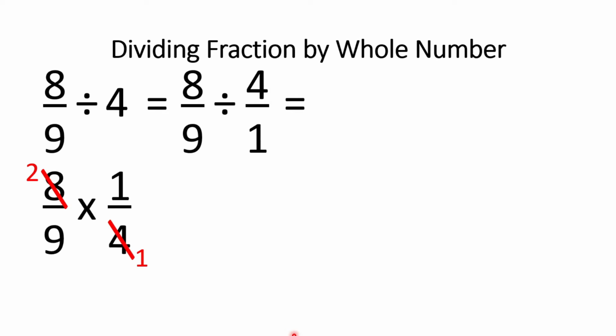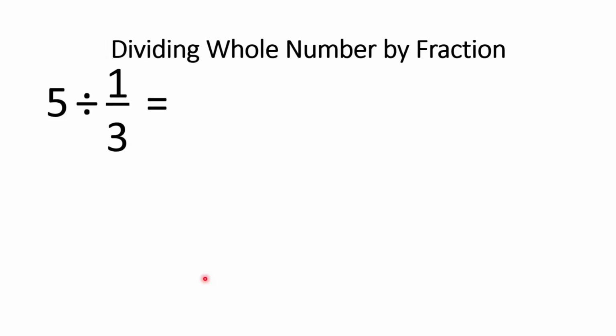Since wala na tayong makakancel, we can now multiply numerators, then the denominators. 2 times 1, we have 2, then 9 times 1, we have 9. Kindly check our quotient if reducible to lowest term. But this time, it's already in lowest term. Our final answer is 2 over 9.